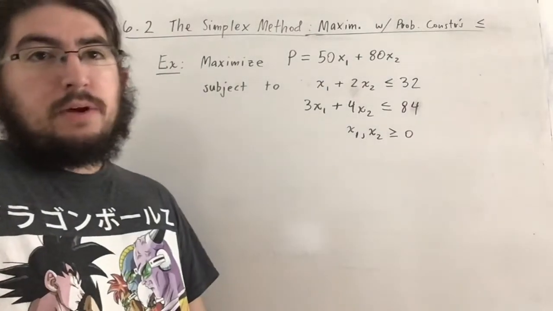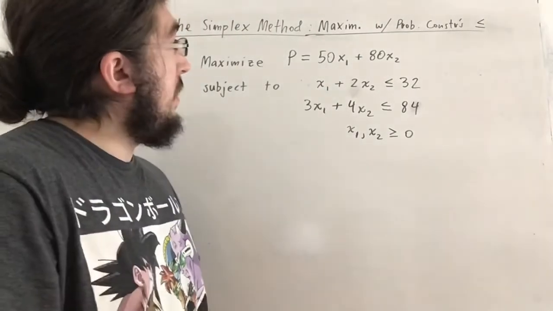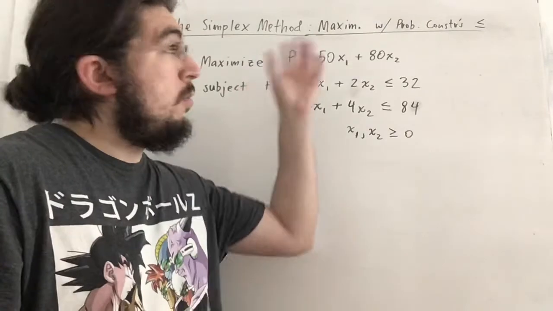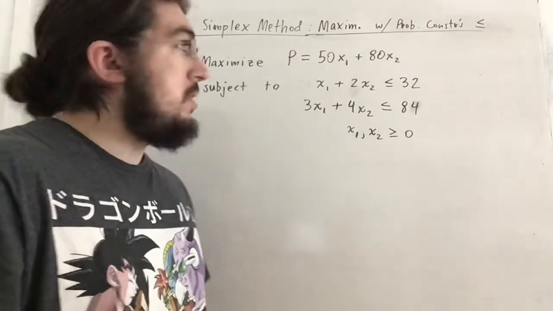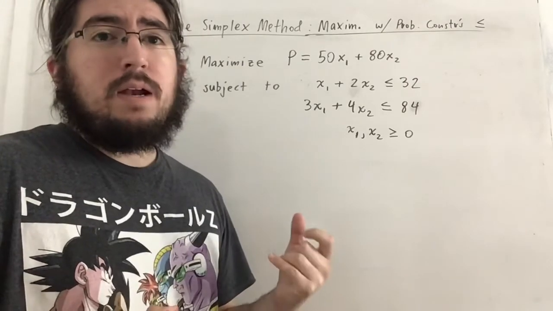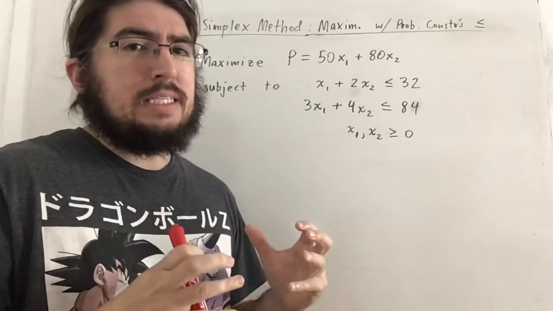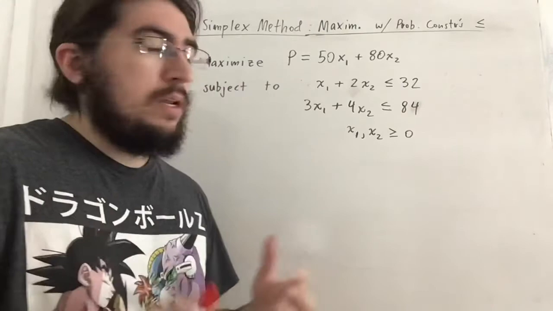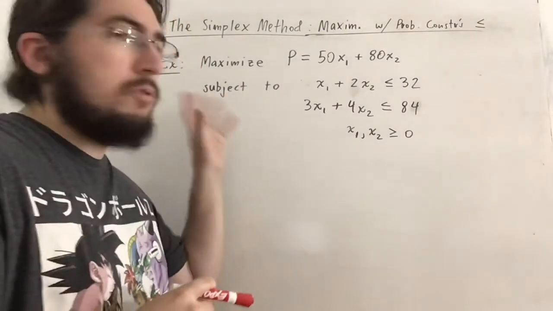This is chapter 6.2, which is the simplex method and maximization problems with problem constraints of the form less than or equal to. Basically, we're doing problems of the same form we saw for 6.1, but the method's going to be a little more concise. It's more complicated, but it's definitely more concise. So let's see that. But first, let's recall a few things.